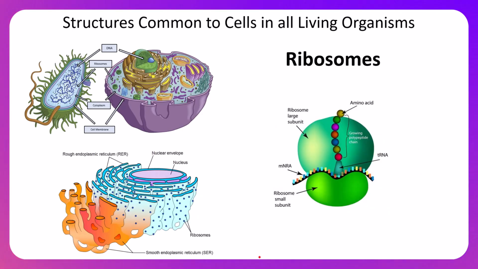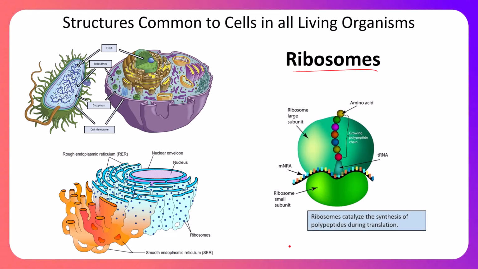The last structure that is universal to all living things are the ribosomes. Now, we said that in eukaryotic cells, the ribosomes are 80S, and in prokaryotic cells, they are 70S. But the purpose of ribosomes is that ribosomes catalyze the synthesis of proteins, which are also called polypeptides, during a process called translation. And like I said before, prokaryotes have the 70S ribosomes and eukaryotes have the 80S ribosomes.